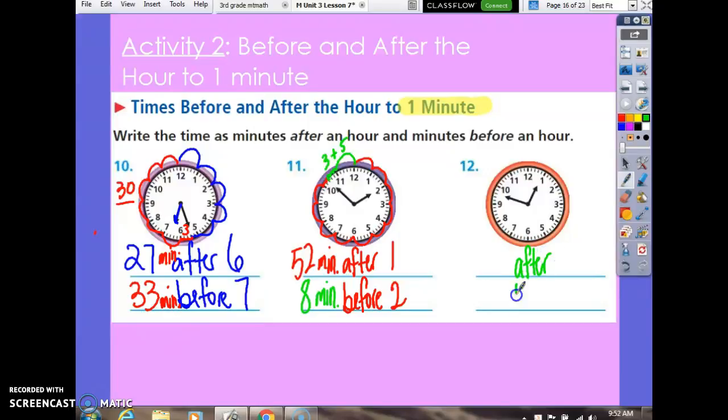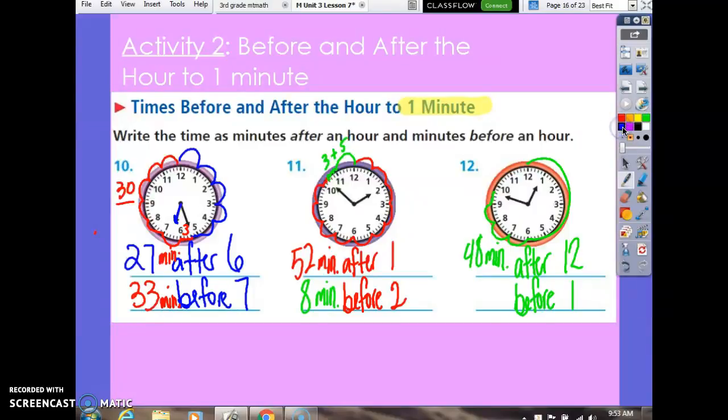After and before. It's after 12 o'clock, right? But it's not at 1 o'clock yet. So it's before 1 o'clock, but after 12. Now, how many minutes after 12 o'clock is it? Well, I can count 30 minutes right here. 35, 40, 45, 46, 47, 48. So it's 48 minutes after 12.